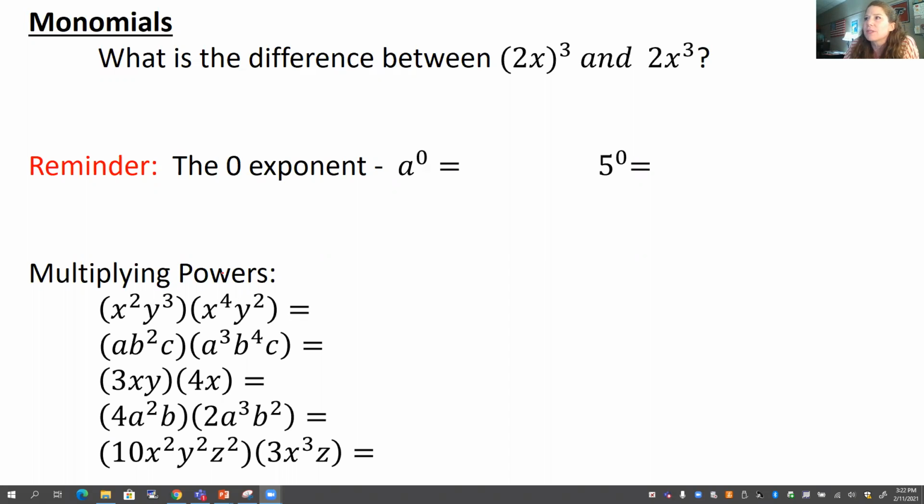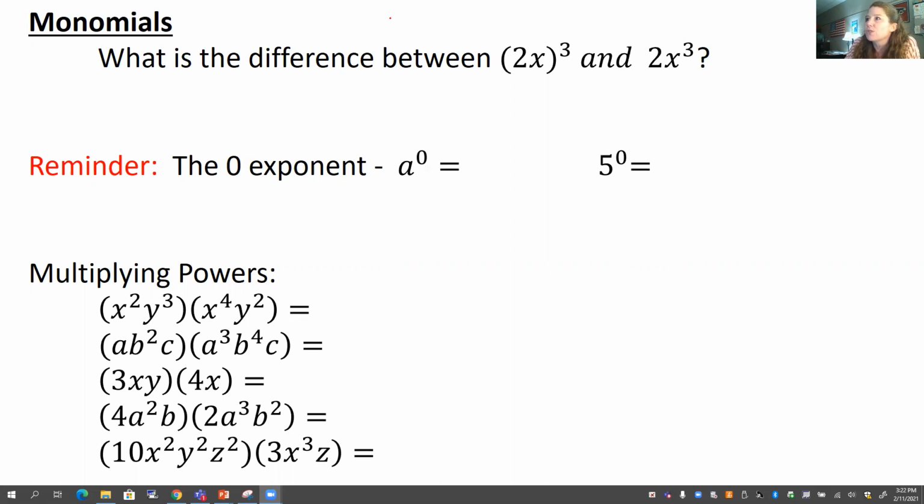All right, so the first thing we're going to talk about is the term monomials. A monomial is an expression that has one term, right? And what normally separates terms are addition signs and subtraction signs. So we're going to look at monomials and multiply monomials together, and then we're going to divide monomials.